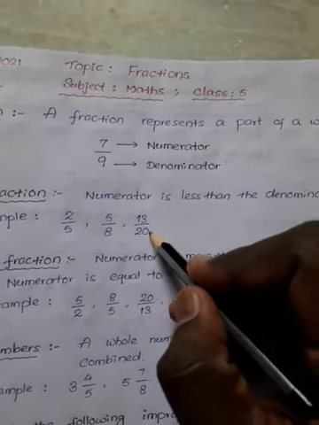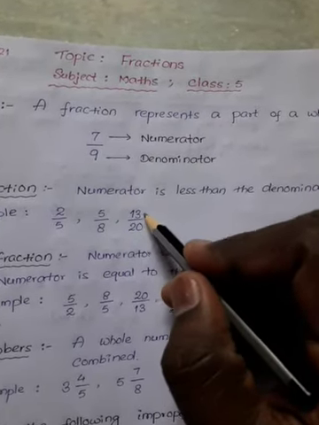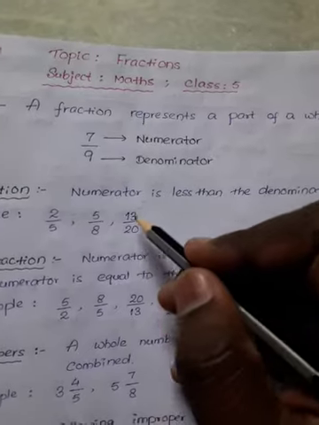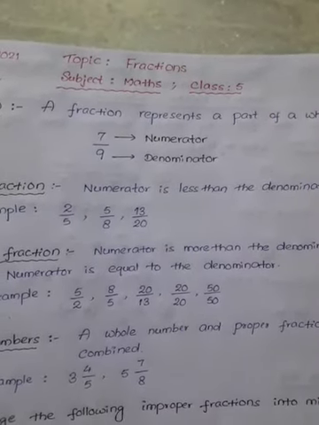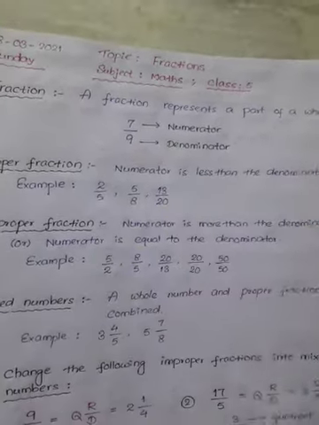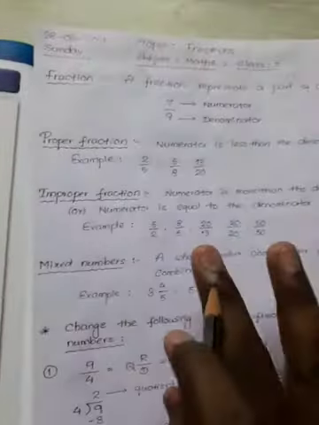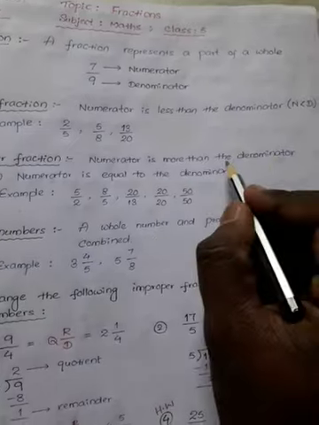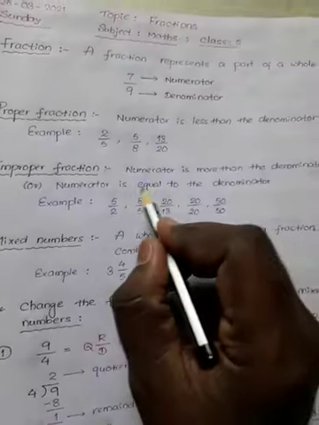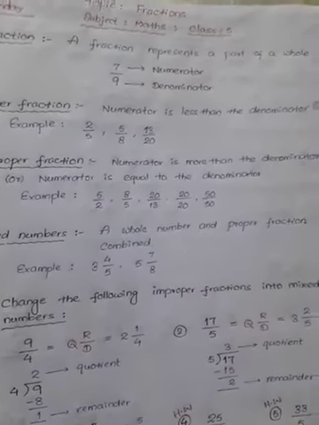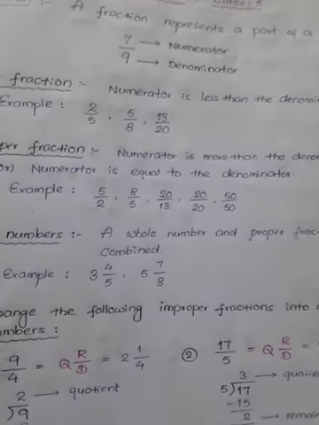Suppose there are a total of 20 marks, you can get 13 marks. But if the total marks are 13 and you get 20 marks, how is it possible? It's not possible. That is called an improper fraction. So how do you remember? In a proper fraction, the numerator is less than the denominator. Now, improper fraction: the numerator is more than the denominator, or the numerator is equal to the denominator. That means it can be equal or more than the denominator.